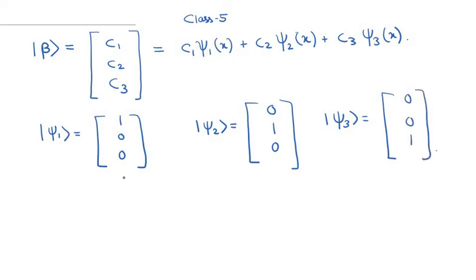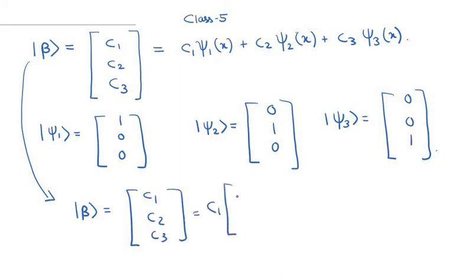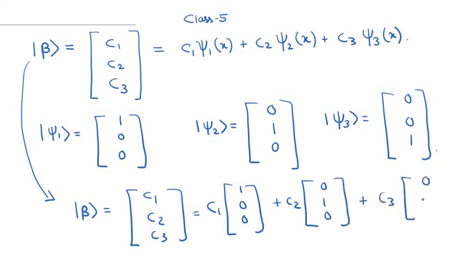Okay. So this can also be written in this form, like beta, which is equal to C1 C2 C3. This is equal to C1 times 1 0 0 plus C2 times 0 1 0 plus C3 times 0 0 1, and instead of writing it in this form, we can also write it like this. So these are all equivalent methods of representing a wave function, and all of them are basically equivalent.